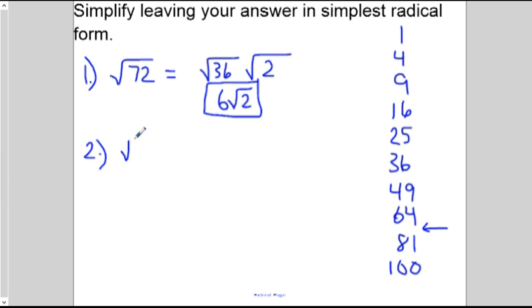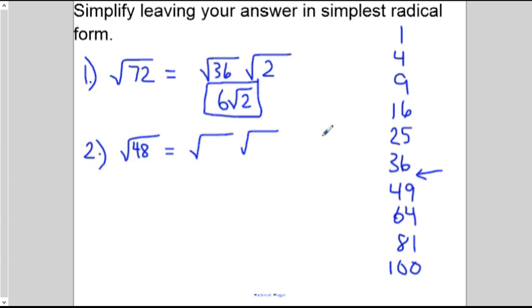Let's try the square root of 48. Okay, so I want to branch it off, the first number being a perfect square. 48 would be between 36 and 49. So work up your list. 36 does not go into 48 evenly. 25 does not divide into it either.